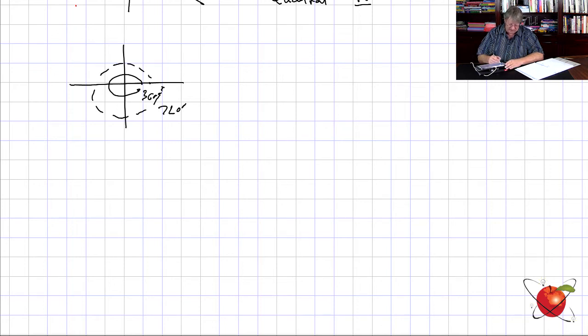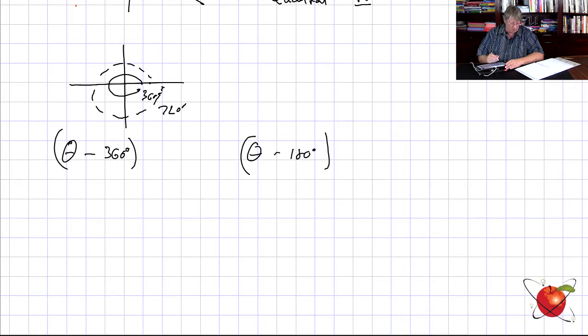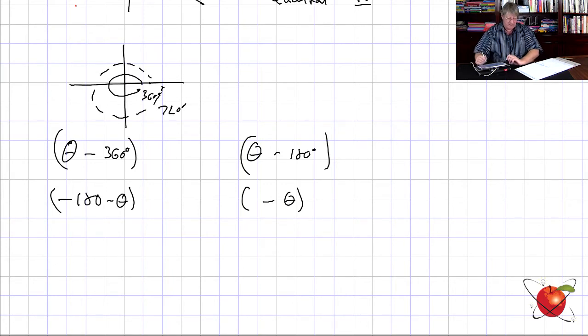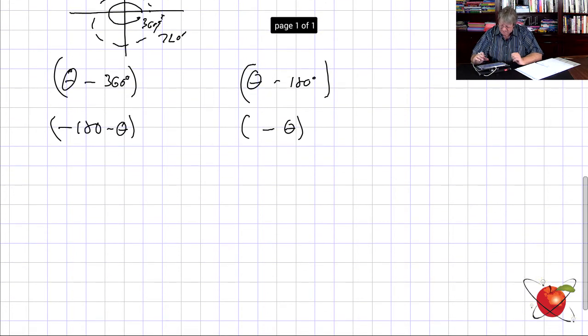What I've done is I've looked at these over here. They say to you, simplify theta minus 360 degrees, or theta minus 180 degrees, or minus 180 minus theta, or just minus theta on its own, or a variation of that. We're going to get to the 90 plus thetas and the 90 minus thetas. Those are called cofunctions. Let's get there later. So they say to you, what is the sine of theta minus 360?